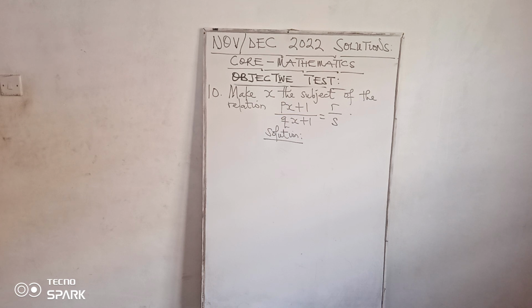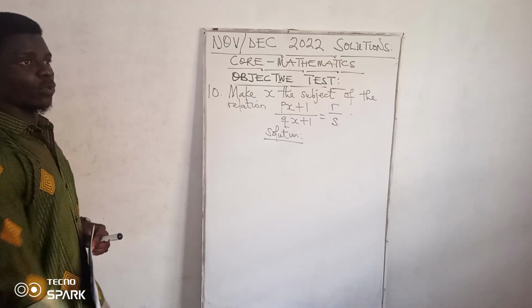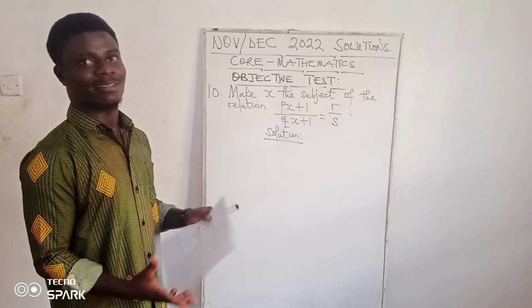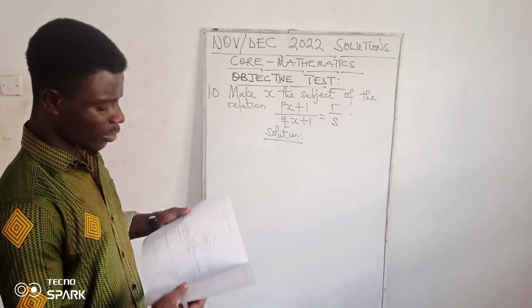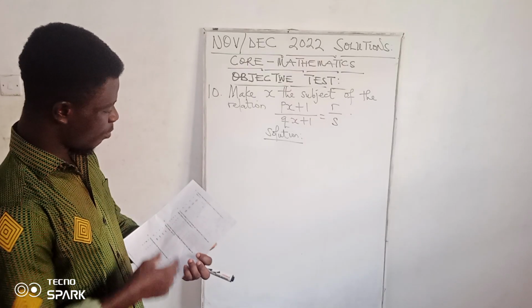All right, let's look at our last question, which is question 10. So we are solving only the first 10 questions, then move to our next video, which will continue from 11 to 20. Right. So now they said make X the subject of the relation. So this one is change of subject and substitution. So this one too is under algebraic expression, form 1 topic. So you can see that most of the questions are form 1.